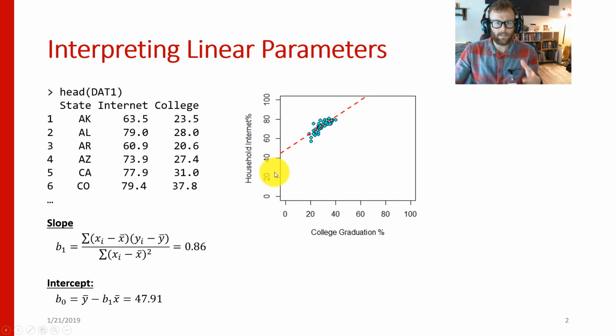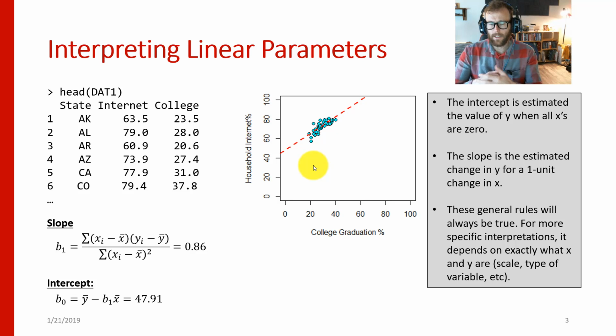And if we were to plot this linear function, the intercept plus the slope times the college graduation percentage, we would get a line that looks like this, the dashed red line superimposed over the top of our data. So how do we interpret these numerical values? Well, the intercept is the estimated value of y when all x's are equal to 0. In this case, we only have one x, so the intercept of 47.91 is the estimated value when college graduation percentage is 0. You can see, if you follow the line, that at 0% college graduation we'd have an estimated 47.9% households with internet access.